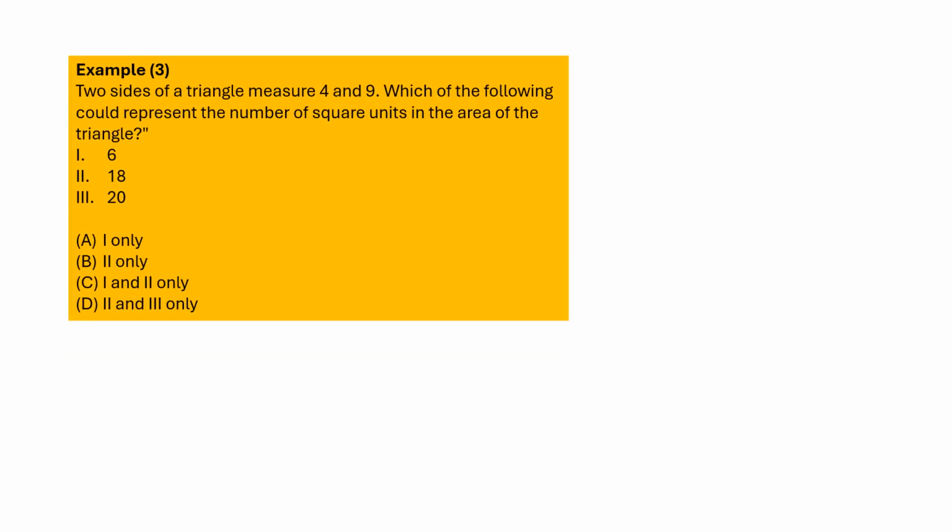Example about this idea: two sides of a triangle measure 4 and 9. Which of the following could represent the number of square units in the area of the triangle: I. 6, II. 18, or III. 20? And the four multiple choices: I only, II only, I and II only, II and III only.